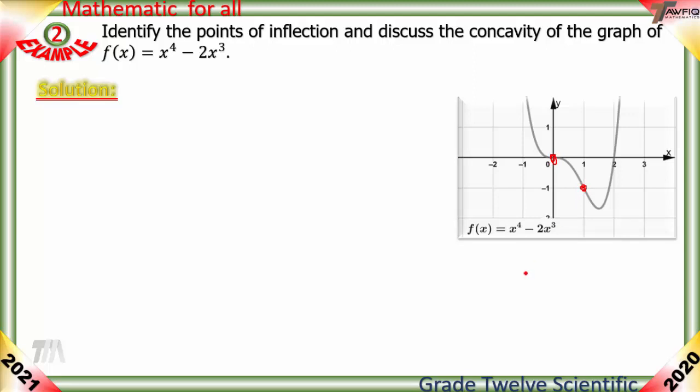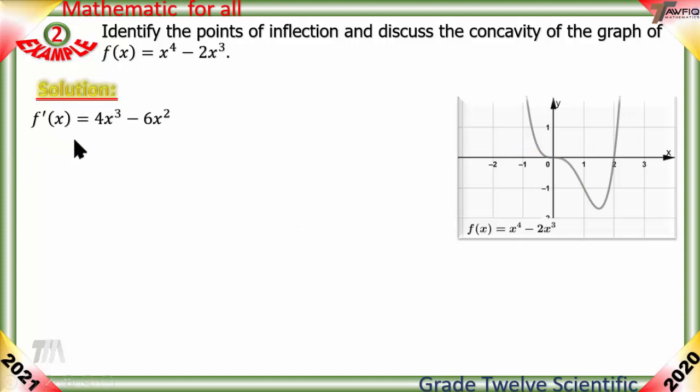These are the inflection points, and at this interval from here to 0 it is concave, and from 1 to infinity it is concave, but from 0 to 1 it is a convex interval. And now if we want to be sure, take the second derivative.